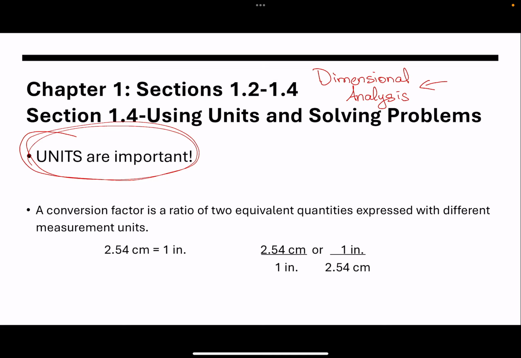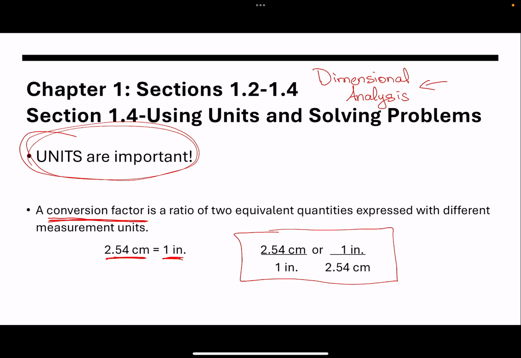So we often use conversions. We're converting from one unit to another in chemistry, and we use things that are called a conversion factor. We talked a little bit about these in section 1.2, but a conversion factor is a ratio of two equivalent quantities that are expressed with different measurement units. So remember in 1.2, we said that 1 inch is equal to 2.54 centimeters. This is a known equivalent. We know this already. So we can use this to set up a conversion factor.